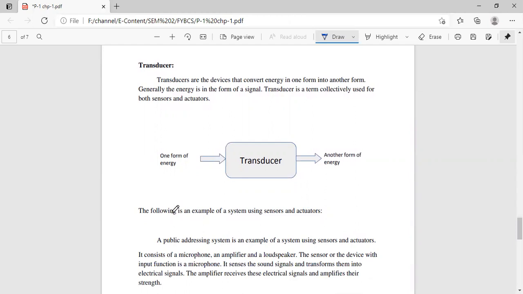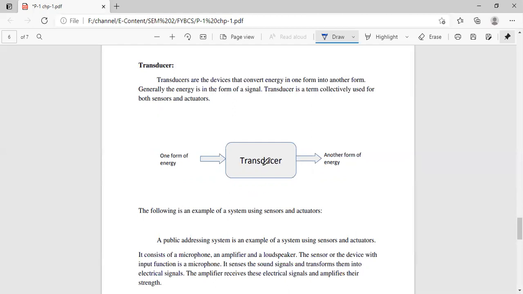Now we know the law of conservation of energy. We cannot destroy energy, we cannot create energy. We can only convert energy from one format to another, and a transducer does the same job. It converts the energy present in one form to the equivalent form of another energy. Generally, the energy is in the form of a signal. Transducer is a term collectively used for both sensors and actuators.